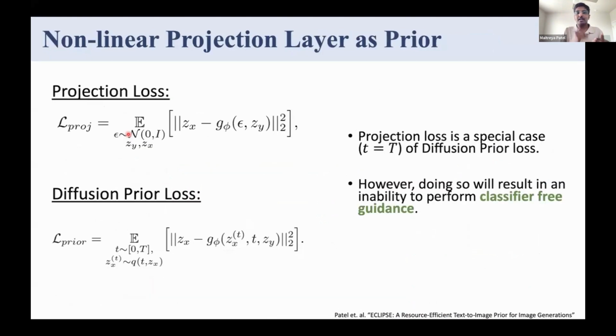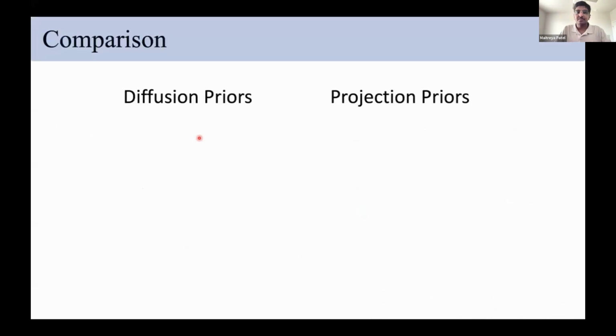So how can we actually compare non-diffusion versus diffusion models? If you look at it with a more approximate view, we find that the diffusion prior loss is nothing but a projection loss with a single time step. We don't need to do forward propagation 50 times or 1,000 times; we can just do it in a single time step. But if we do this approximation, we lose significant performance because of the inability to do classifier-free guidance.